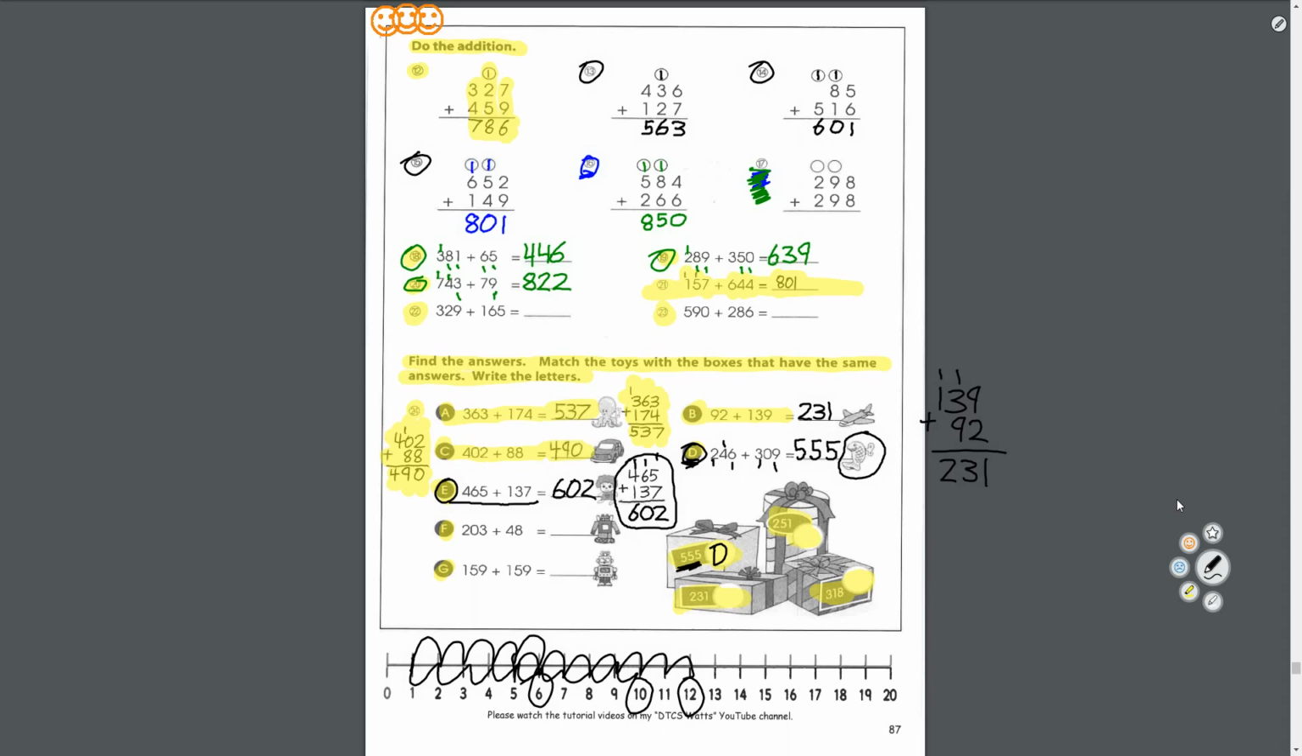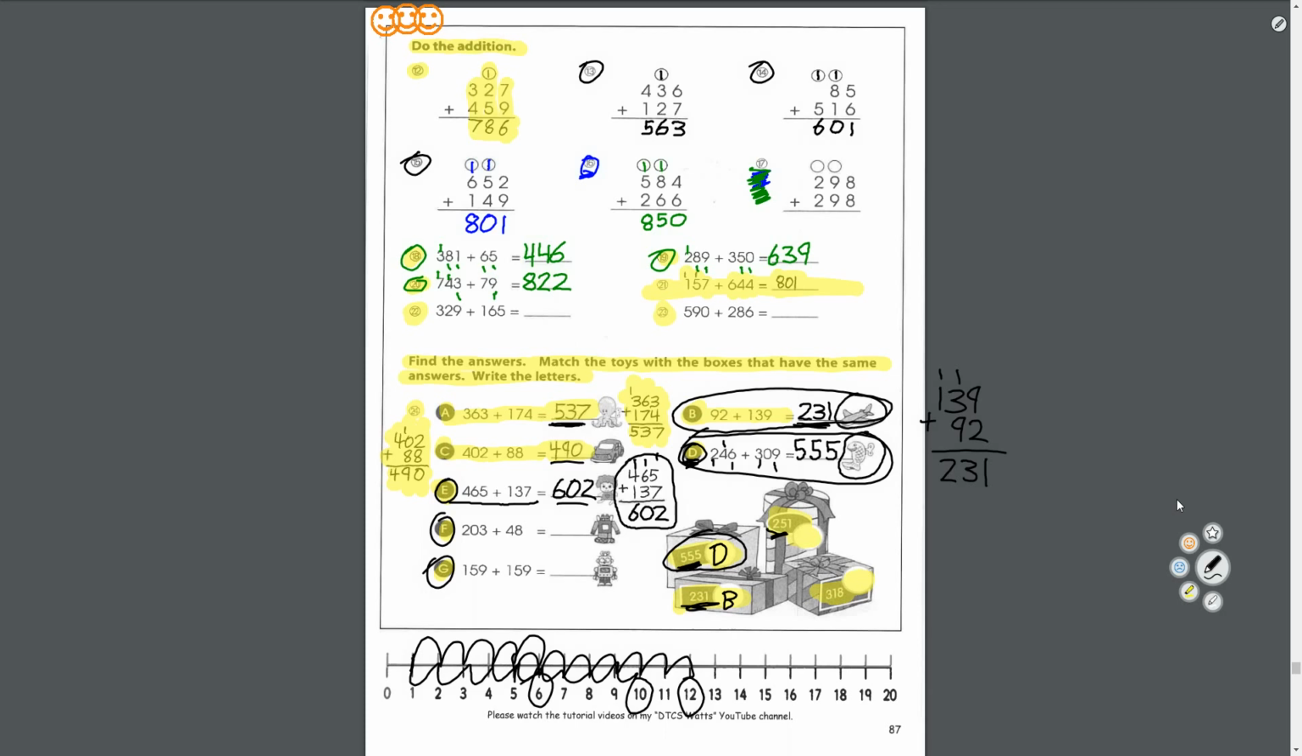Okay, I want you to do F and G by yourself, but before we move on, let's check our answers to see if they fit these boxes. So we got 555. That was this one. Let's see what other numbers. 251. Do you see that? 537, 490, 602, 231? No. What about 231? 537, 231. That's B. So B goes in the circle.